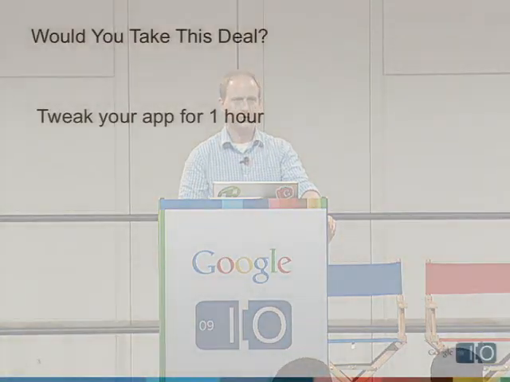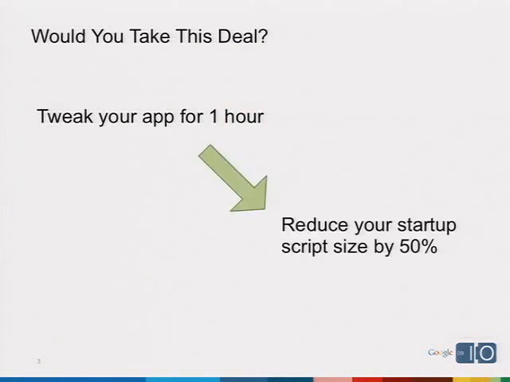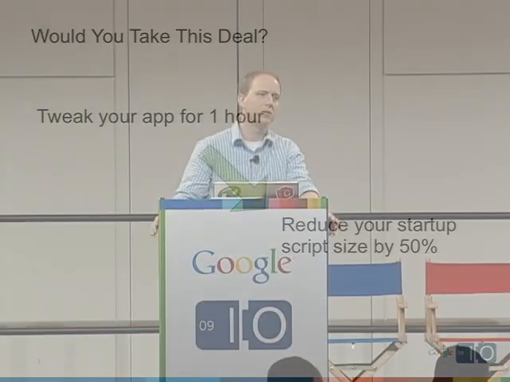So would you take this deal? Tweak your app for 1 hour, and you get in return 50% script size reduction. Well, that's exactly what you get with code splitting. We did this with Showcase. The Showcase sample was available as of GWT 1.5, and we said, we should really use code splitting in Showcase. 1 hour later, Showcase downloads twice as fast. That is high leverage.